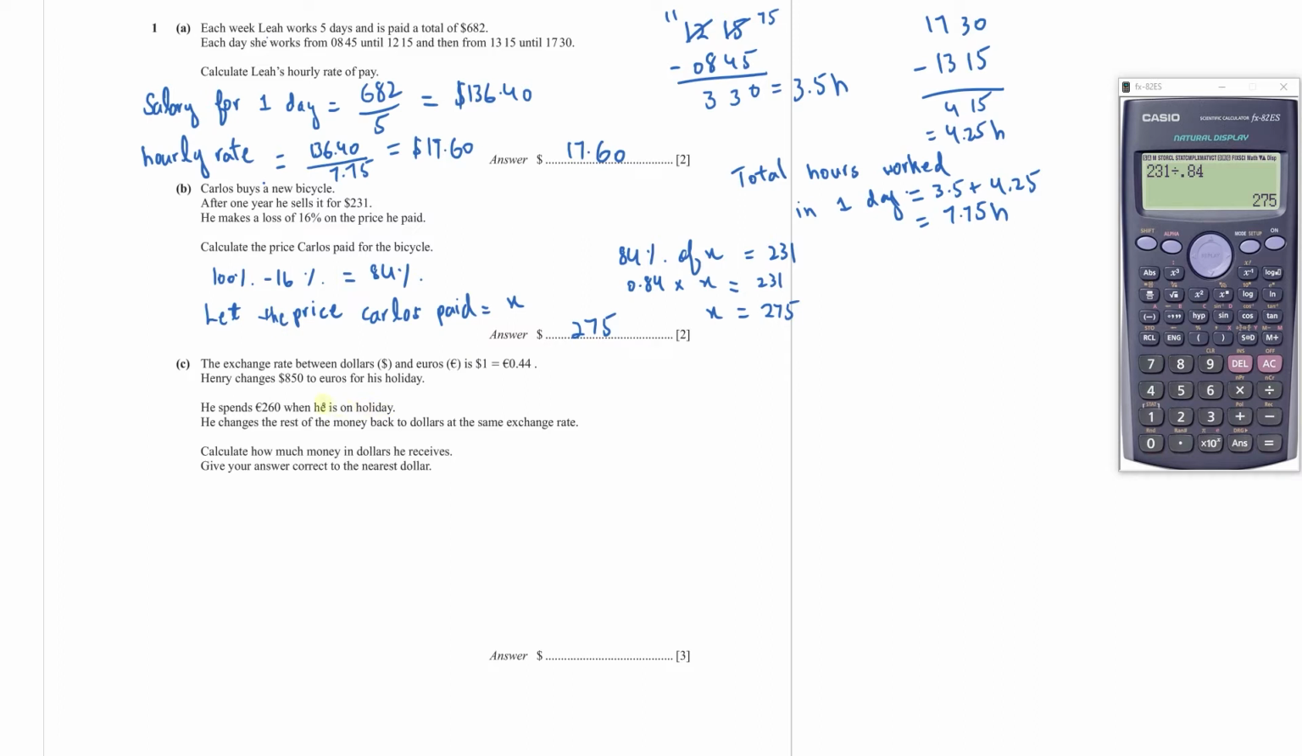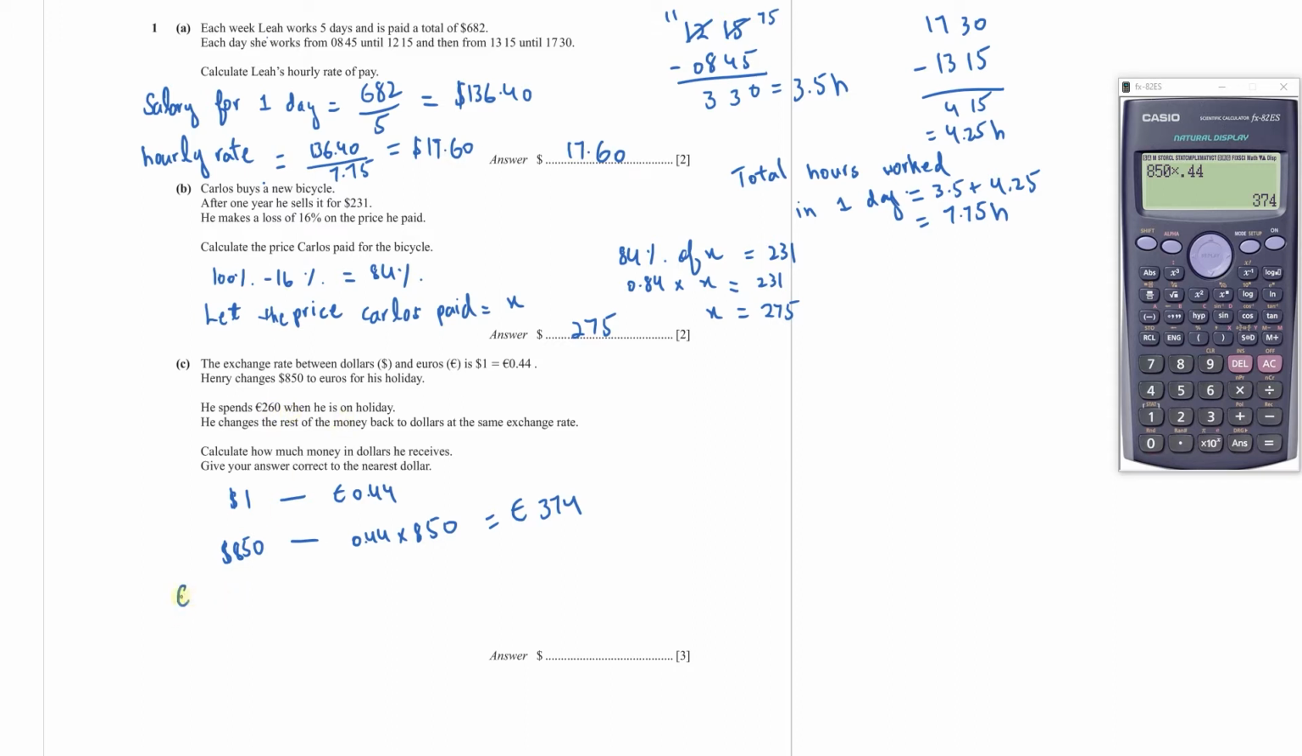So first we need to convert these dollars into euros. So we have $1 is 0.44 euros. So we need to calculate $850, which will be 0.44 times 850. So this will be 374 euros. He then spends 260 euros on his holiday.